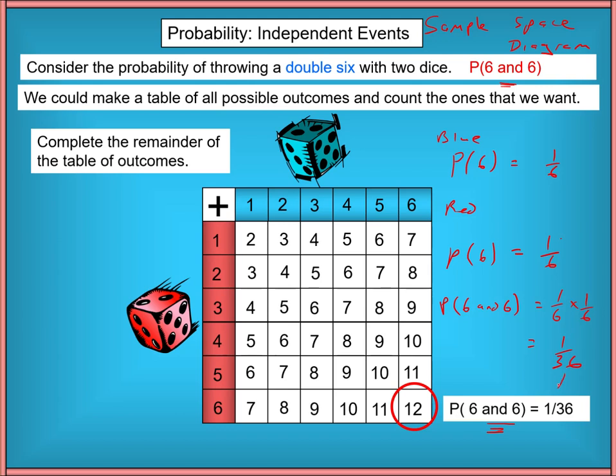So either way works. We can either draw the sample space diagram out, which is my preferred method, or we can identify each individual probability and then multiply. So when it's AND, we multiply. So if we put that on the bottom here, AND equals multiply.